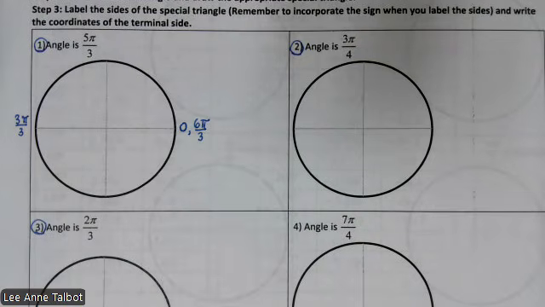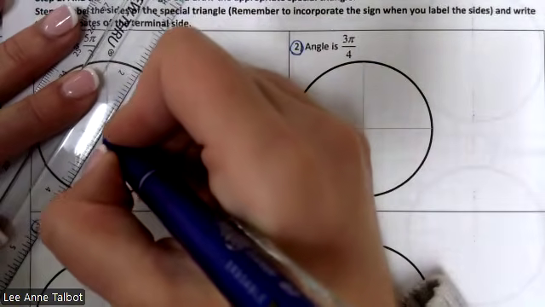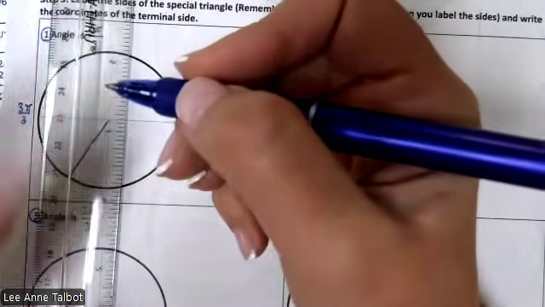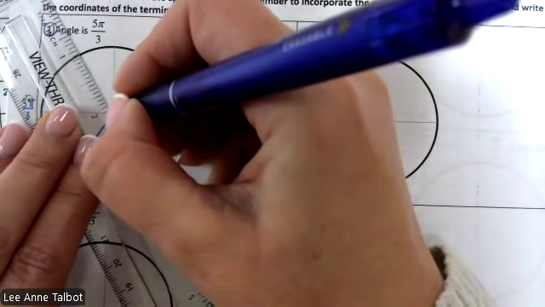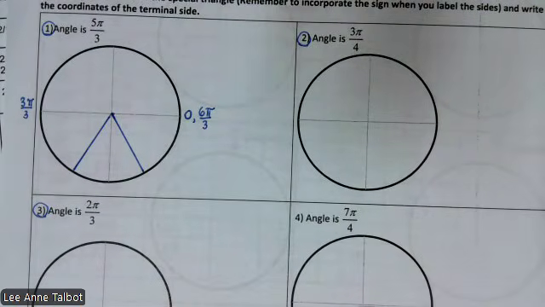Okay, next question. Does it make sense to you guys that the angle they gave us, 5 pi over 3, would be located on the bottom half of the circle? Okay, so I'm going to use my straight edge to eyeball breaking up the bottom half of the circle into thirds. And this is the first time you're doing this, so it will seem more difficult. Once we do a bunch of these, it will be easier.